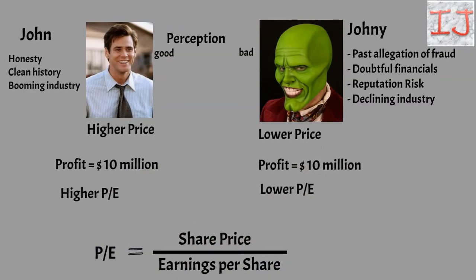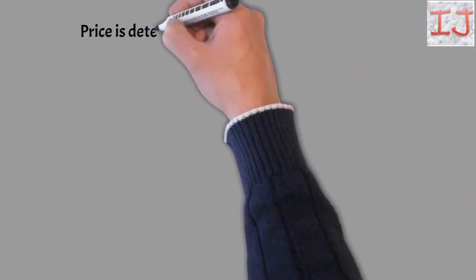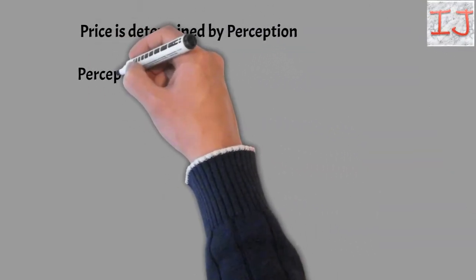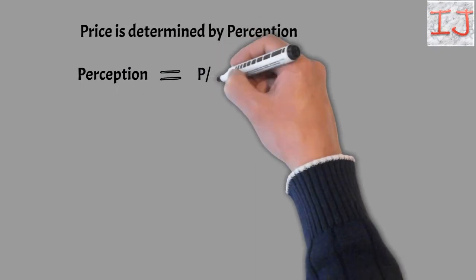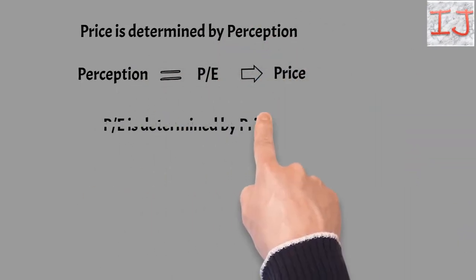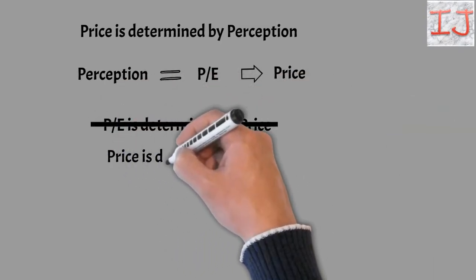From the analogy just discussed, we can conclude one thing: perception is not decided by price, but price is determined by perception, and the PE ratio is a perception indicator. So, it can be concluded that the PE ratio is not decided by price, but it is price which is determined by PE. This is quite contrarian to common belief.